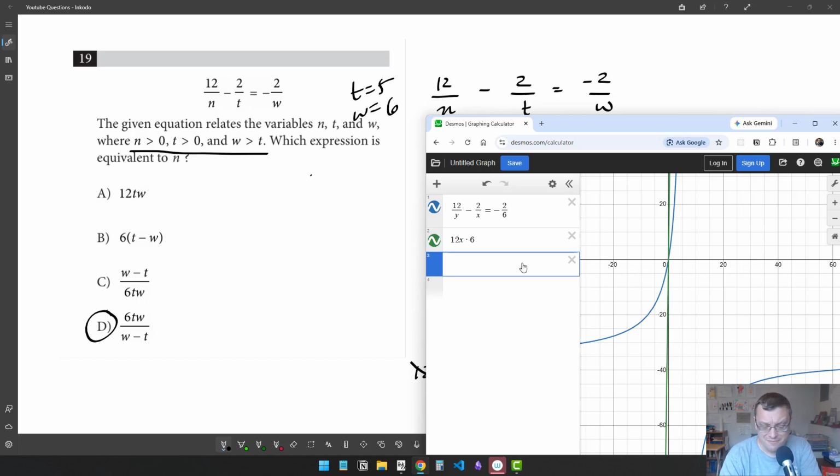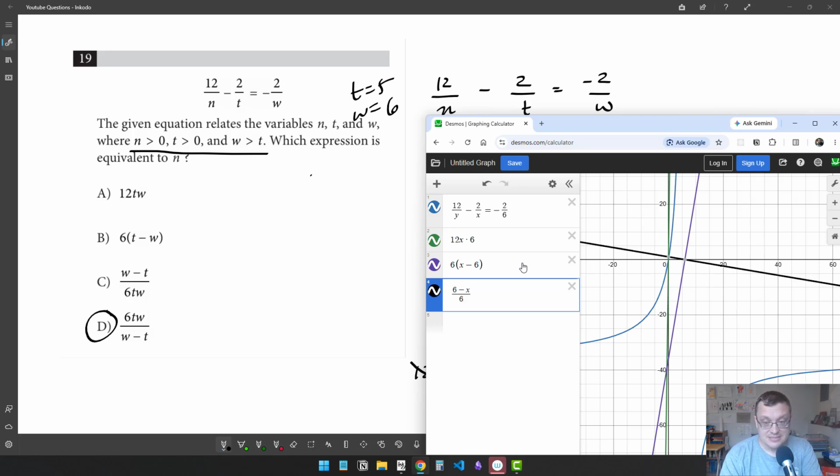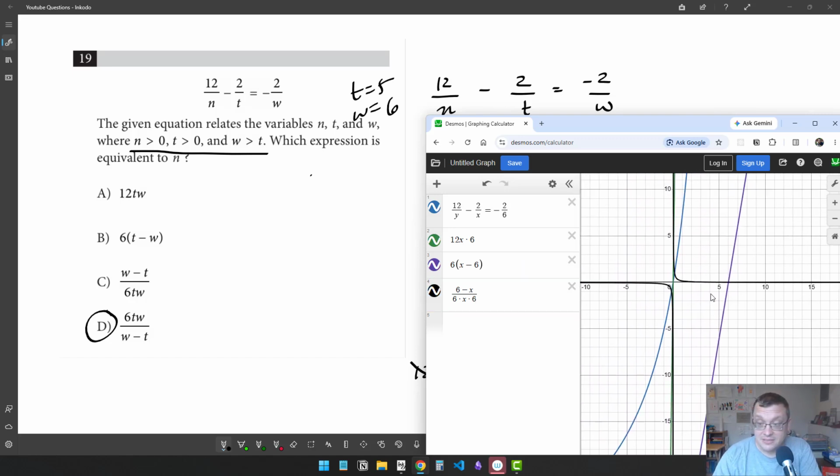Also it seems like B is going to fail because it's going to be a line. So 6 times t minus w, so x minus, we said w is 6, right? So that's not going to work. It's this purple line. So how about C? So w is 6 minus x divided by 6 times x times w is 6. Okay, well, we get something that's not linear, but it doesn't quite match.